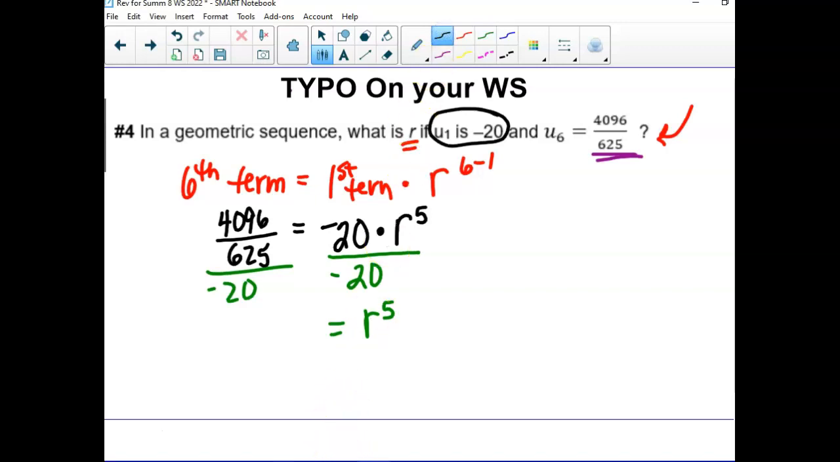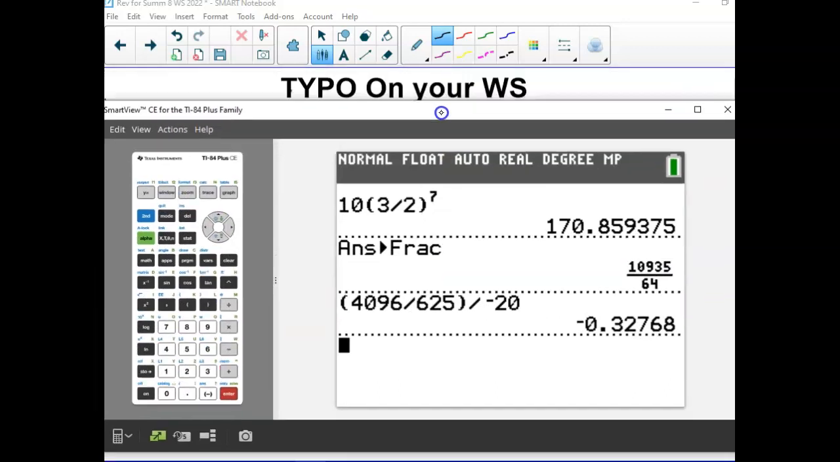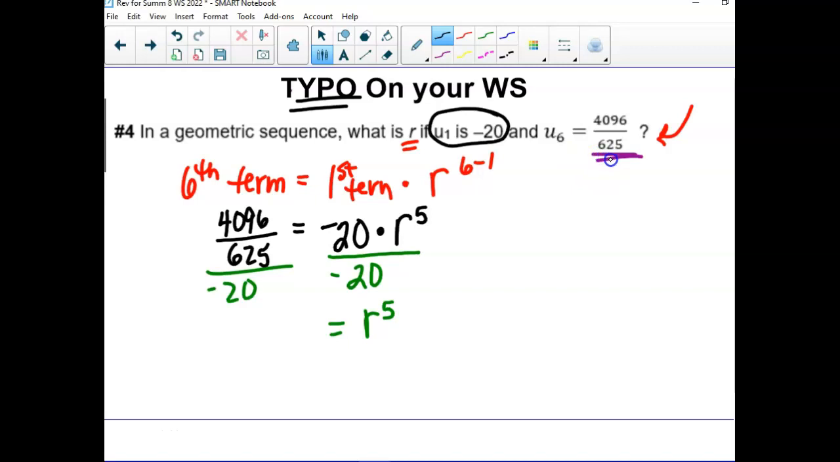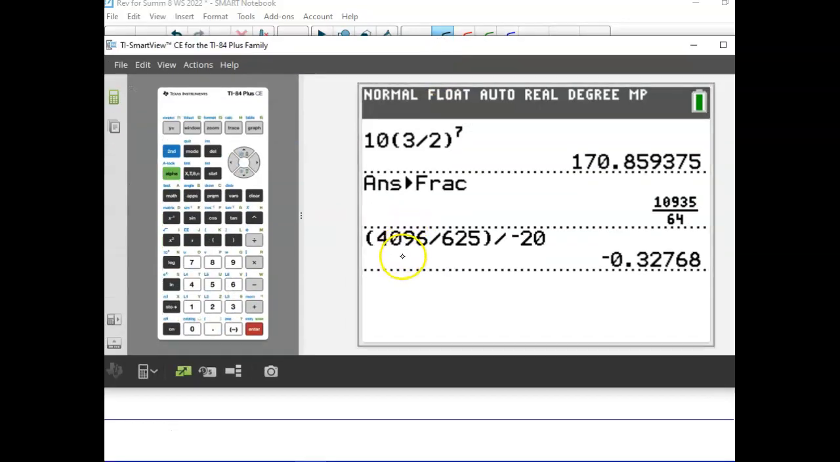Are you not getting the decimal like I just did? Yeah, there was a typo. Yep, it needs to be a 625. Anybody else confused? Sorry about that. All right.